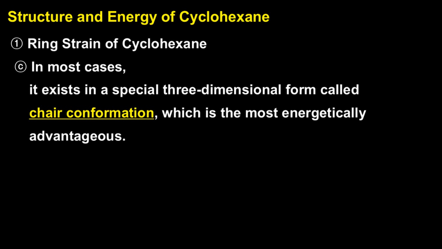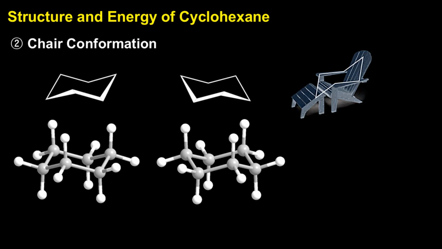Instead of being a flat hexagon, cyclohexane naturally folds into a three-dimensional shape. The most stable and most common form is called the chair conformation. This shape helps minimize strain by keeping the bond angles close to ideal while also putting all the hydrogen atoms in a staggered arrangement. The chair conformation gets its name because when you look at it from the right angle, it actually looks like a little lounge chair. In this shape, the bond angles stay right at 109.5 degrees and all the CH bonds are staggered. And that's what makes cyclohexane so incredibly stable.